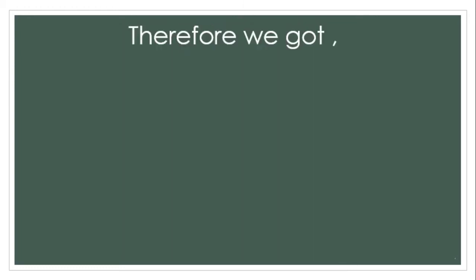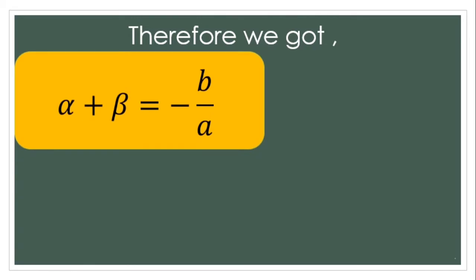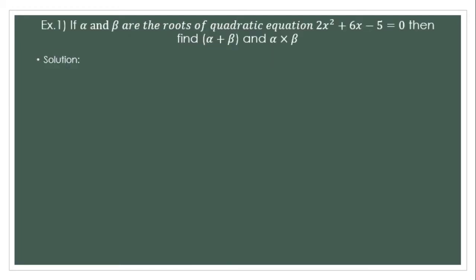Therefore we got alpha plus beta is equal to minus b upon a and alpha into beta is equal to c upon a. Okay, ये दोनों भी वैल्यूज आपको ध्यान में रखनी होंगी, that is alpha plus beta equal to minus b upon a and alpha into beta is equal to c upon a. Now we will see some examples.